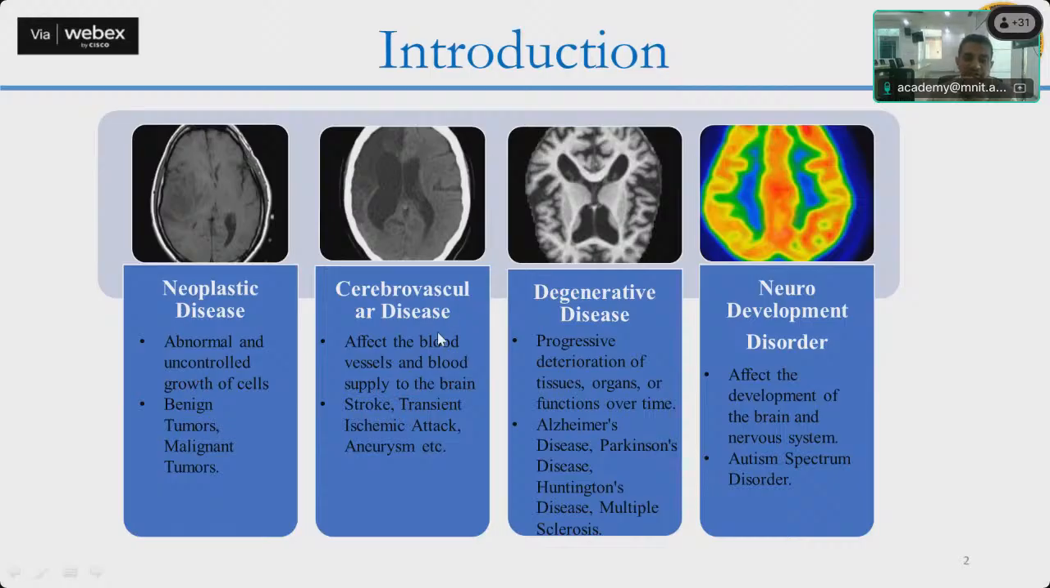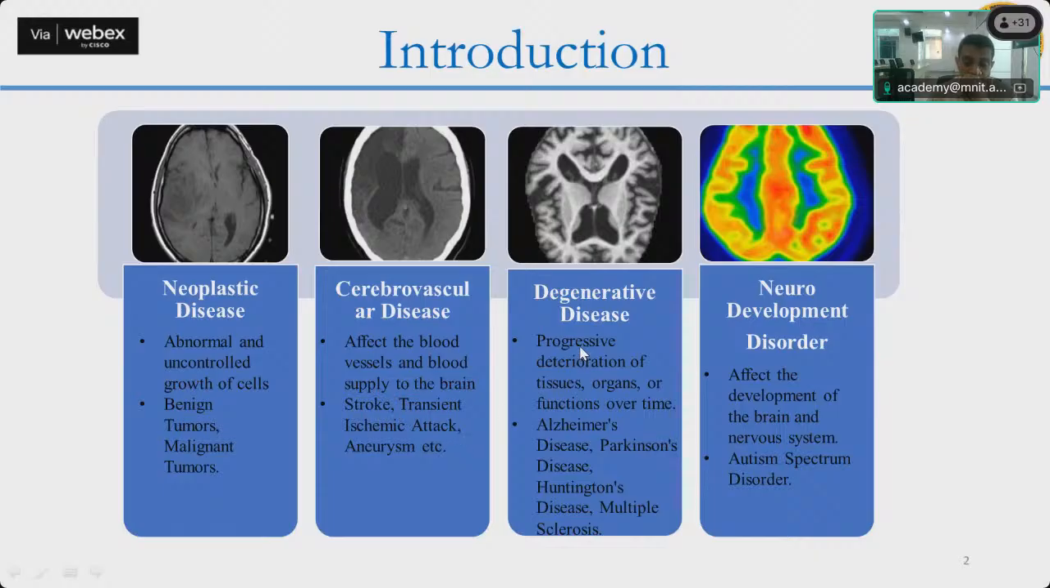Cerebrovascular disease. So what is this? Here it affects the blood vessels and blood supply to the brain. What type of problems come? Basically the stroke, transient ischemic attack, aneurysm, etc.